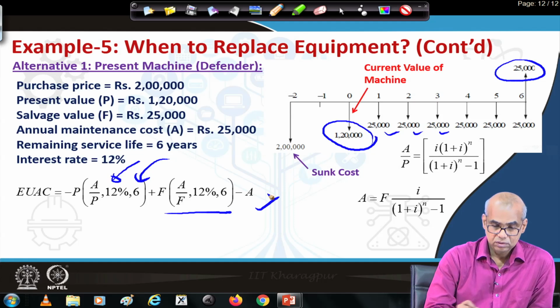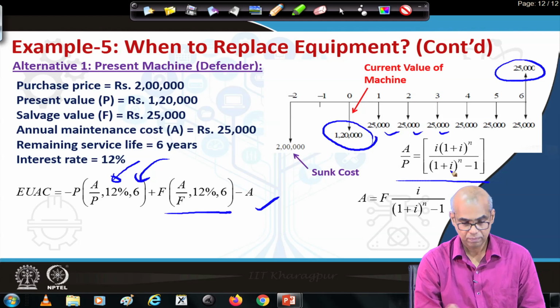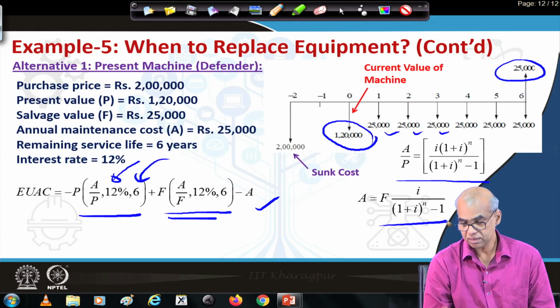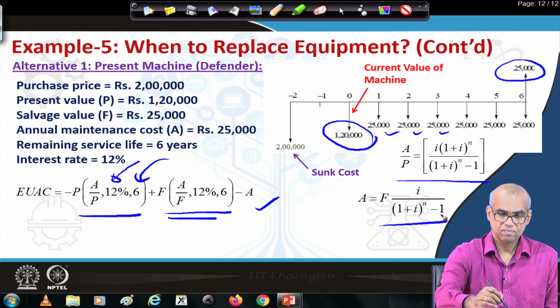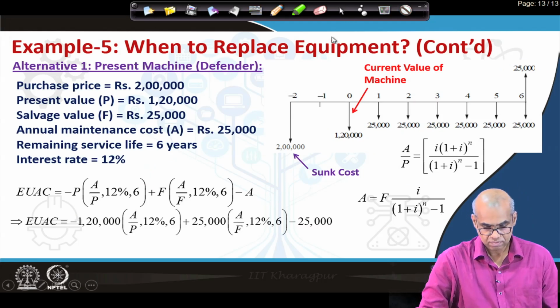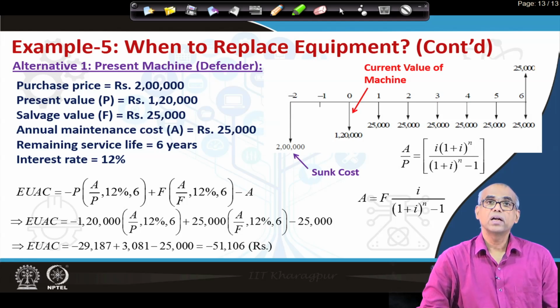So, we will require A by P and A by F factors, which can be computed from the formulas given. If you compute this, you will obtain the equivalent uniform annual cost of the present machine or Defender as rupees 51,106.